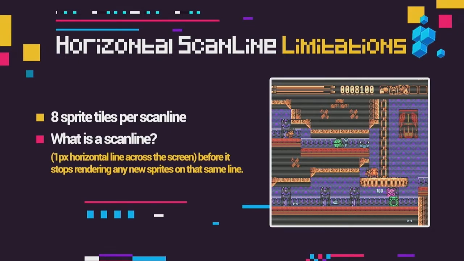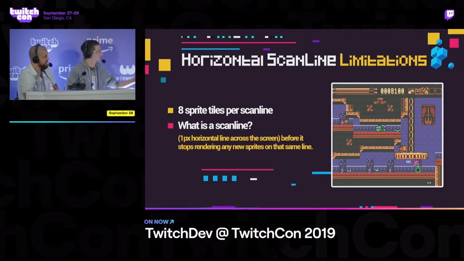So this is one of our biggest hurdles that we have to deal with, the horizontal scanline limitation. When we're talking about sprites, on the NES especially, you can only have 8 sprite tiles per scan line. So 8 of those 8x8 pixel tiles you can only have on a scan line. A scan line is how an old CRT television renders the image one line at a time. In the image I'm showing here, you can see the white lines running through it. That's representative of the scan lines on a television. It's basically one pixel across the screen. And so you can only have 8 of those tiles on a scan line at a time before it stops rendering them.